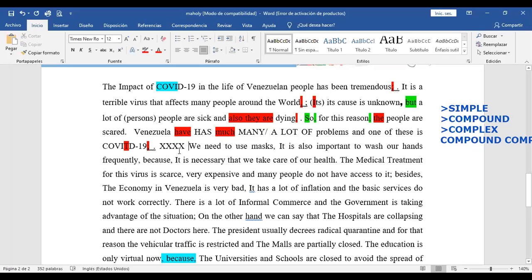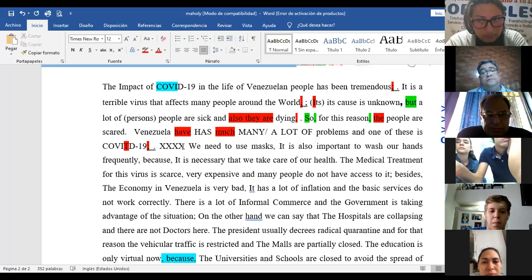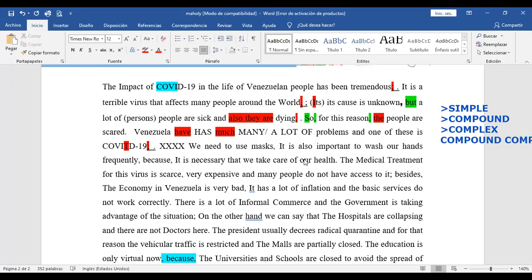A ver, vamos a analizarlo. Let's analyze it. I will type to prevent the spread of COVID-19. Important change in the life. We need to use masks tiene que wash our hands frequently. Tiene que haber algo que introduzca todo esto que está aquí, porque es una serie de cosas. Lo que está diciendo Ricardo le cambió un poquito ahí la primera parte.